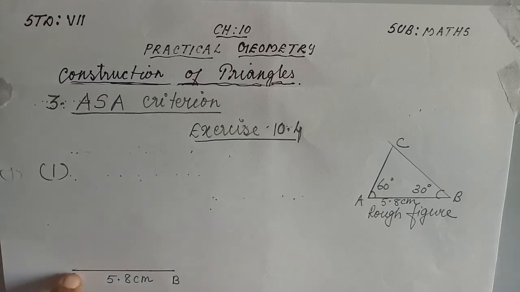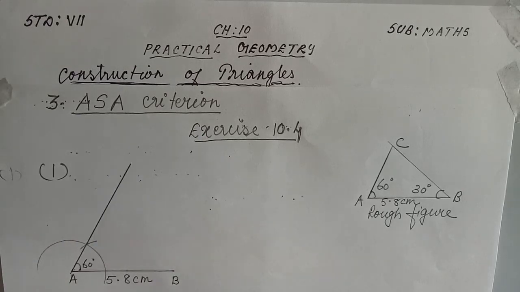Now through the point A, draw an angle of 60 degree using compass. For that, first we will draw an arc with the center A. See, with a suitable radius, draw one arc. Then from here, with the same radius, draw another arc. So through this point of intersection, you draw the line that will be angle 60 degree.